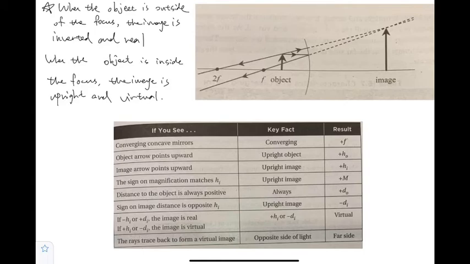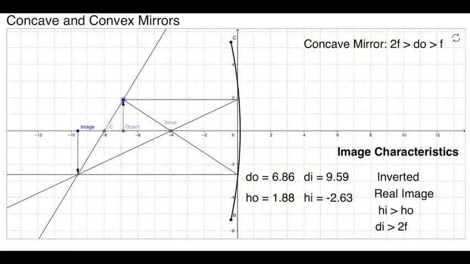So generally speaking, with concave mirrors, when the object is outside the focus, the image is inverted and real. When the object is inside the focus, the image is upright and virtual. And this is the simulation.